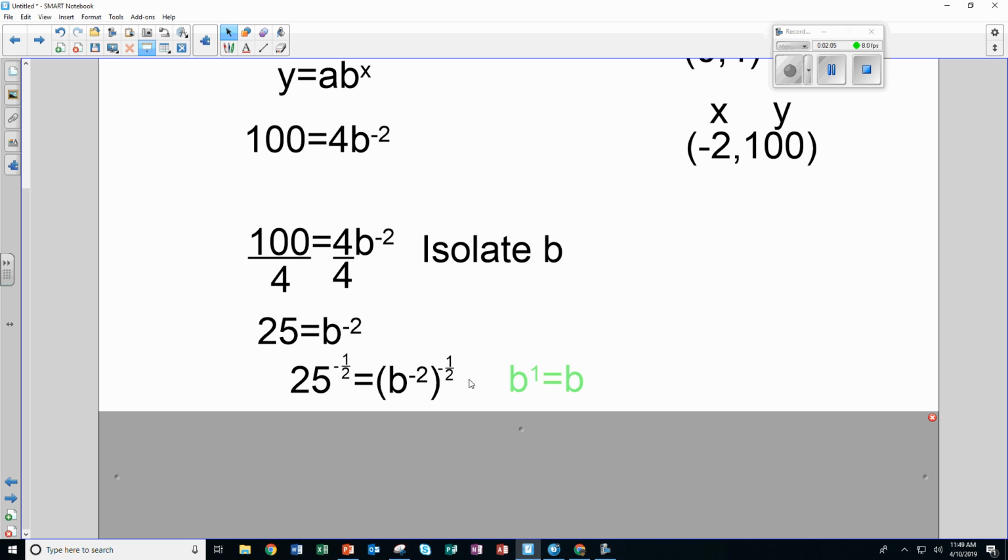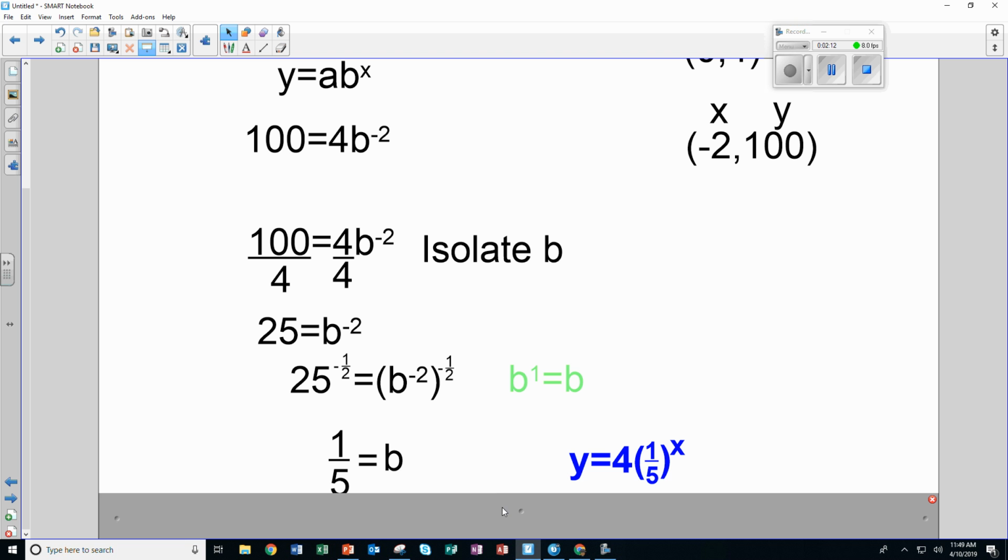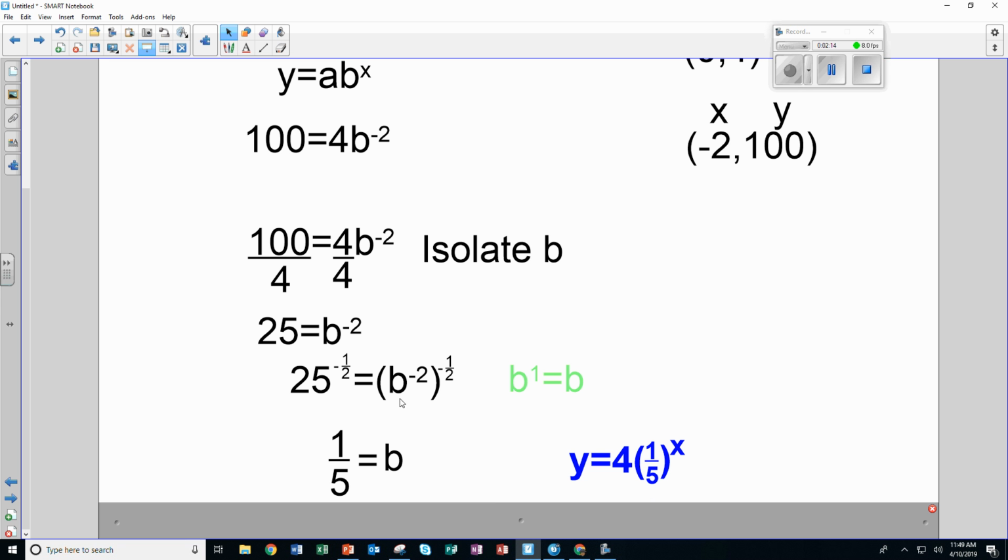But what you do to one side, you've got to do to the other. So 25 to the power of -1/2 is just 1/5. And so b to the power of 1 is b, so 1/5 is equal to b. So that means our equation is y equals 4 times (1/5) to the power x.